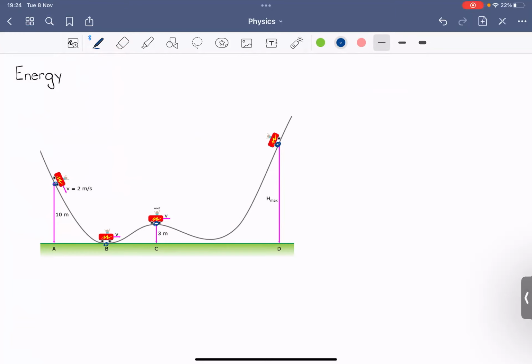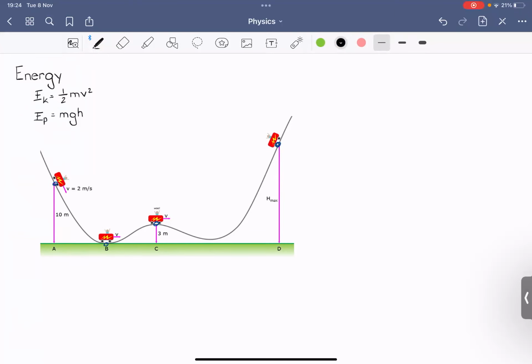Now, in energy, we have various types of energy. We have kinetic energy, which is the one for movement. Therefore, it is 1/2 times mass times our velocity squared. And we have our potential energy. Now, our potential energy, we can have two types. We have our gravitational potential energy, and we can have our spring potential energy. In this case, we're going to be talking about the gravitational potential energy, which has a formula of mass times gravity times height.